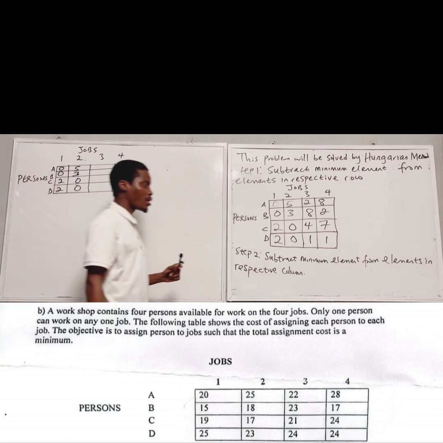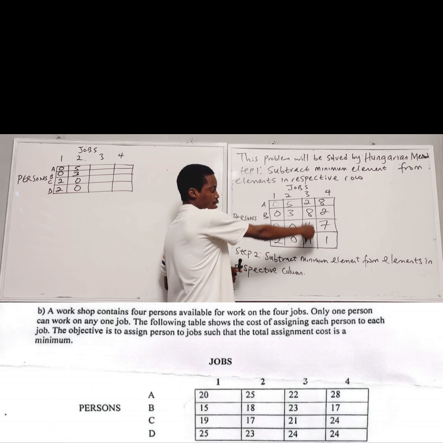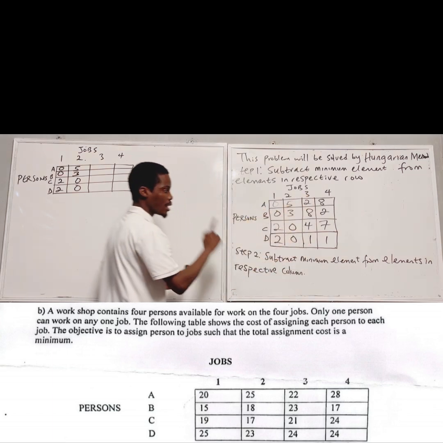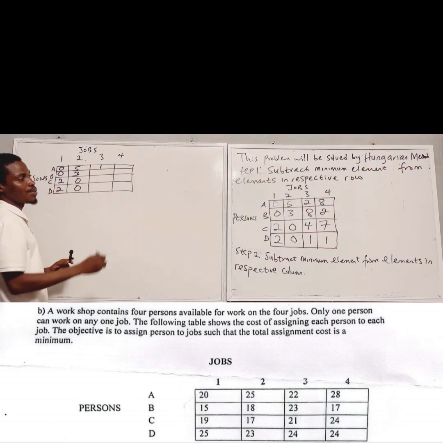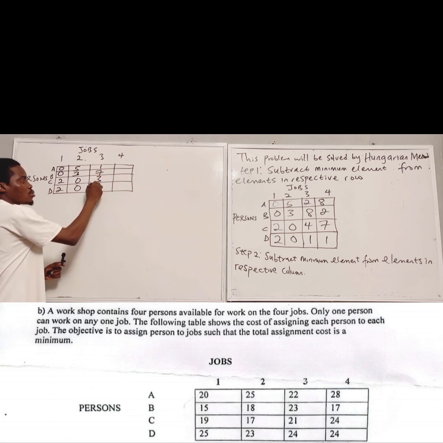So my third column: the least element here is 1. So 2 minus 1, I'm going to have 1. 8 minus 1, I'm going to have 7. 4 minus 1, I'm going to have 3. 1 minus 1, I'm going to have 0.